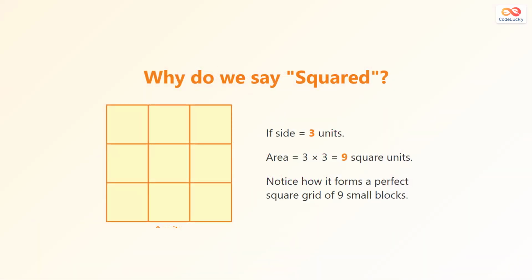Why do we use the word squared for the exponent too? Look at this grid. If a side is 3 units long, the area is 3 times 3, which equals 9. Visually, this creates a perfect square shape made of 9 smaller blocks. The arithmetic operation creates the geometric shape.